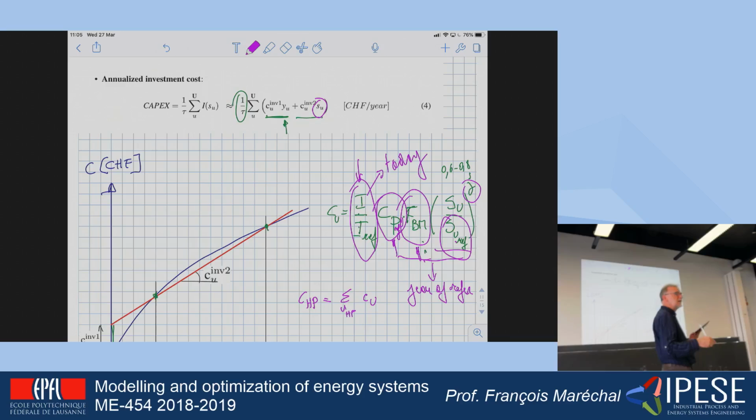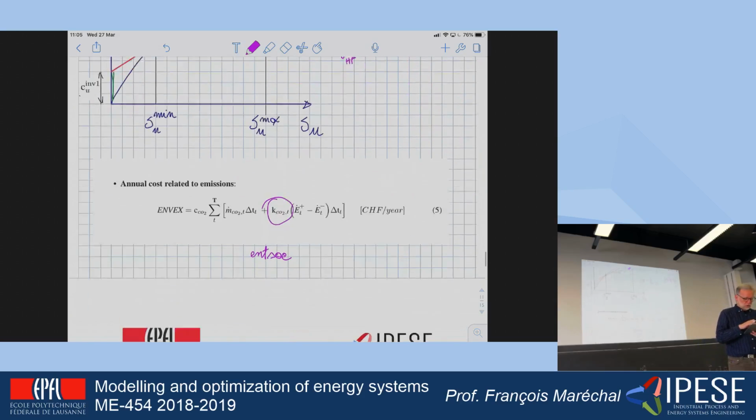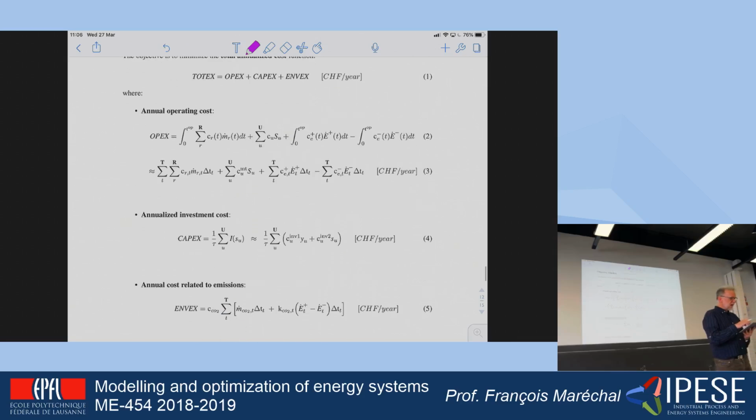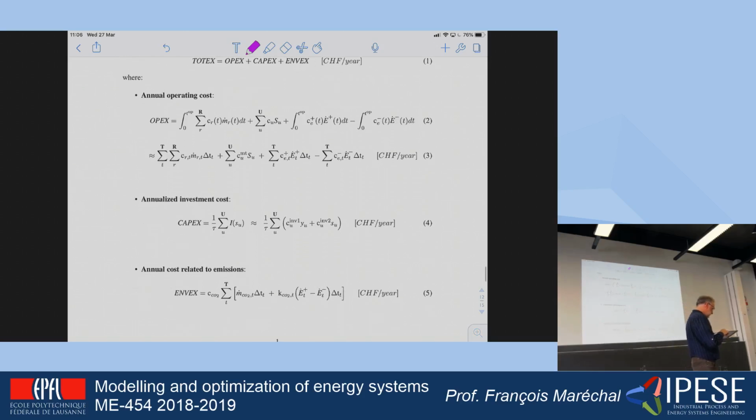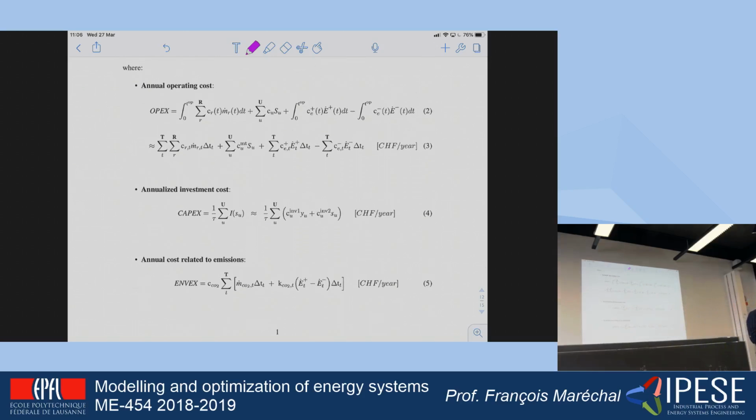And I have to be sure as well that if I'm using a refrigerant that has a global warming potential, it will not be released when I dismantle the plant, but it will be treated. Okay, so it means that you will also have to consider this. But now if I sum up all what we have done, I have the possibility of calculating the total annualized cost, which includes the operating expenditure, the capital expenditure, and the environmental impact, the cost related to the emissions.